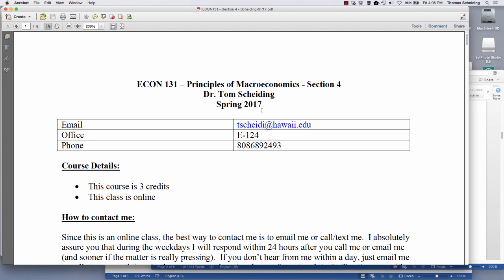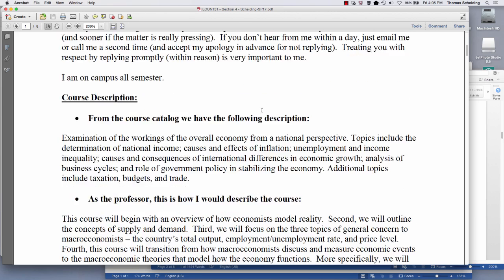I'm also in my office, in the E building here on the West Oahu campus, room 124. You can call me as well. If you call during the day, I certainly will answer the phone, but I'm not really good with voicemail, so if you do leave a voicemail, it may go unheard. So try to email, or if you call, call during the day, or come to my office.